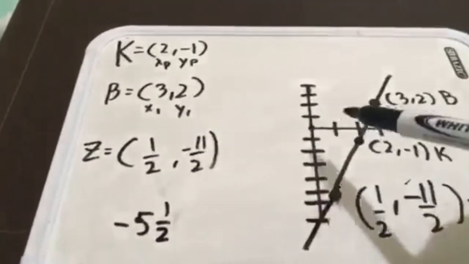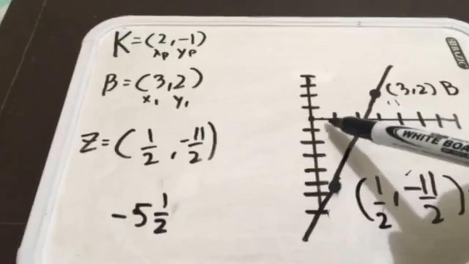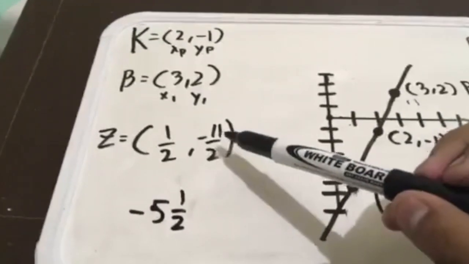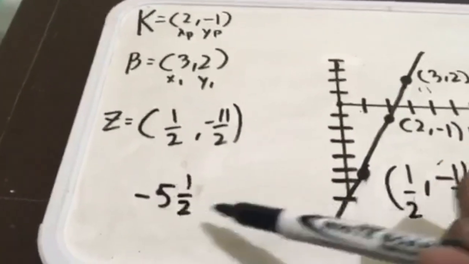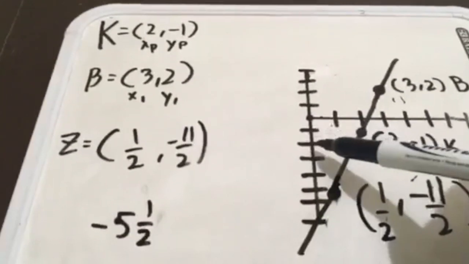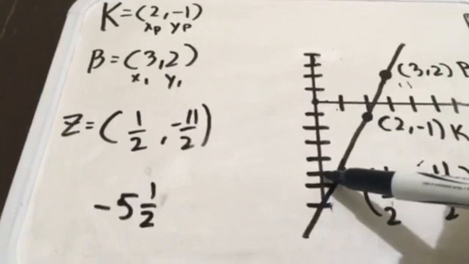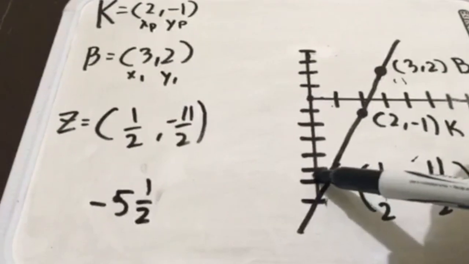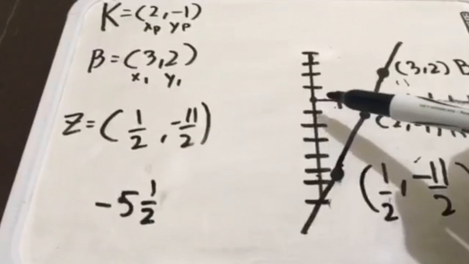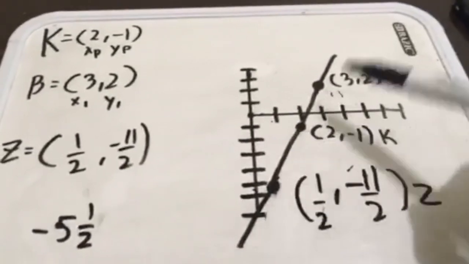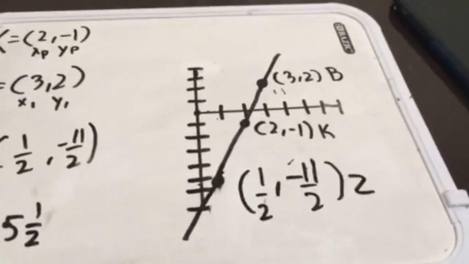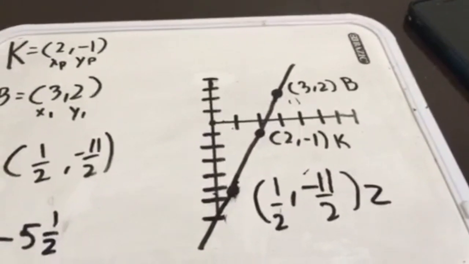So it's 1/2 over here, it's between 0 and 1, and negative 11 over 2. It can also be read as negative 5 and 1/2. So 1, 2, 3, 4, 5, and 1/2, so it's here, and 1/2 for our x, so it's in here. So it makes a straight line, and that's pretty much it.